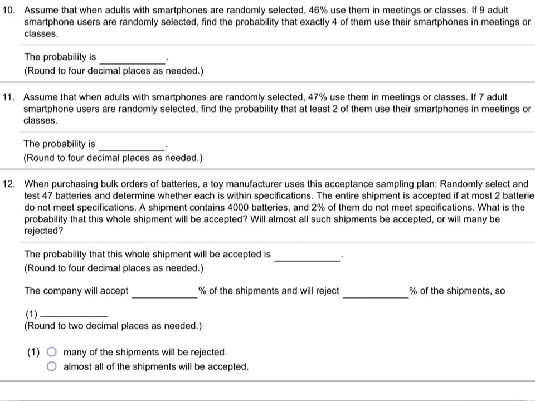Adults use smartphones. 46% use them in meetings or classes. If 9 adult smartphone users are randomly selected, find the probability that exactly 4 use their smartphone in meetings or classes. Okay, now this one seems different. There's no table given to us. So I'm trying to help you see the marks that you can recognize on the test on Wednesday.